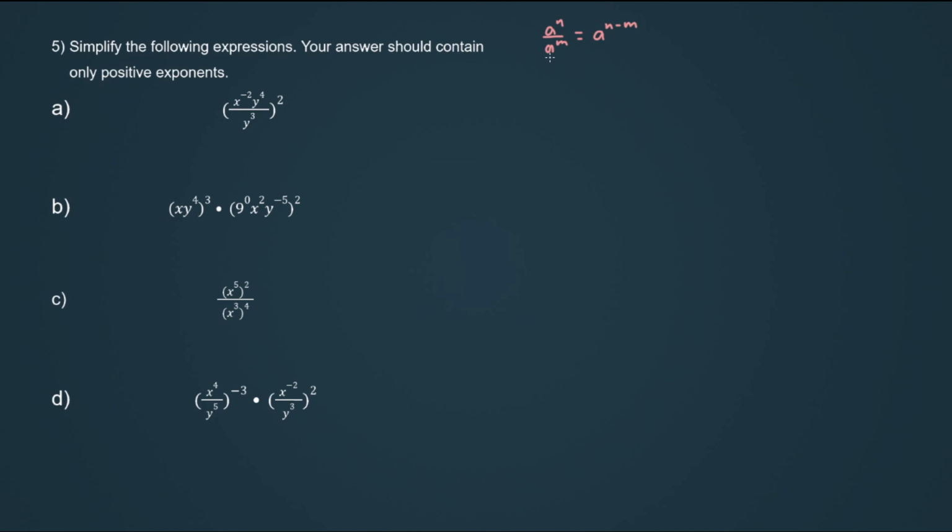If you have the same base on top and on bottom, you can just subtract the exponents, top minus bottom, right? So here we still have x to the minus 2, but we're going to have y to the 4 minus 3, all to the power of 2, okay? And so that's going to be x to the minus 2 times y to the 1, which is just y, all to the power of 2.